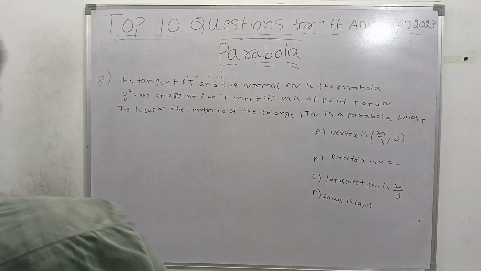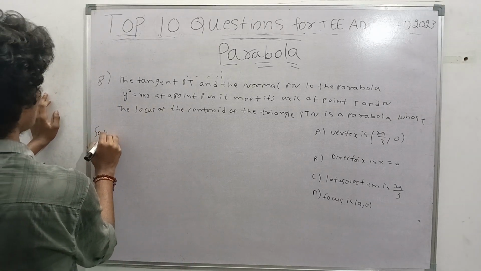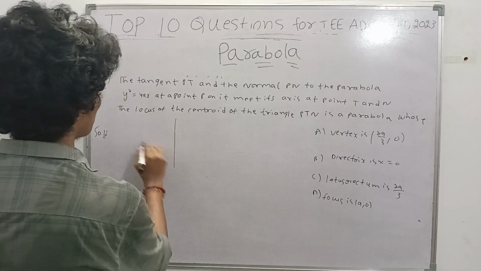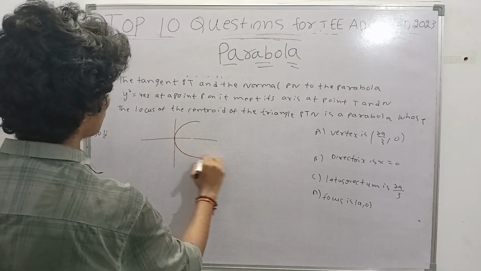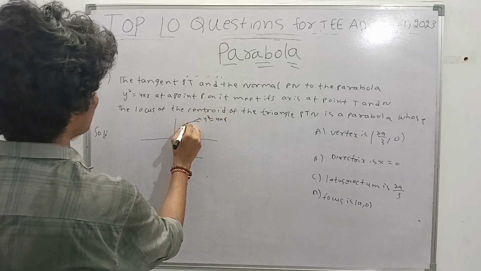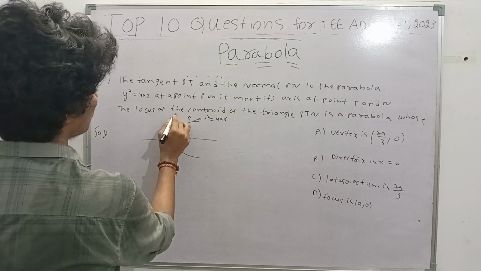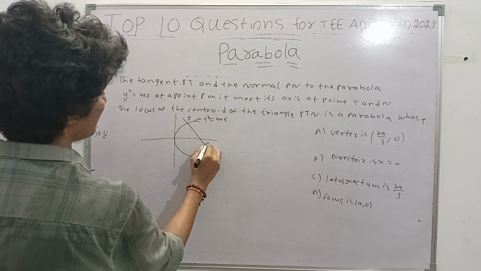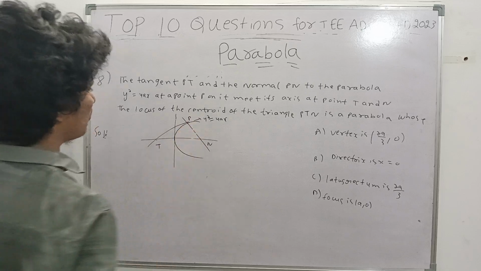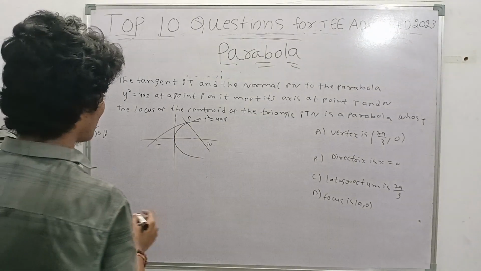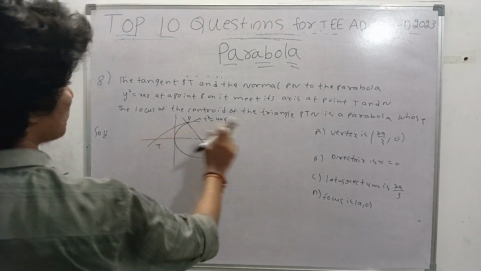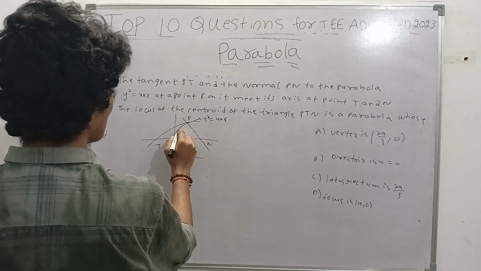If you observe this question carefully, there is a parabola y square equal to 4ax, and there is a point P on it. If I draw the normal, it will cut the x-axis at N, and if I draw the tangent, it will cut at T. They are asking for the locus of the centroid of the triangle PTN formed.